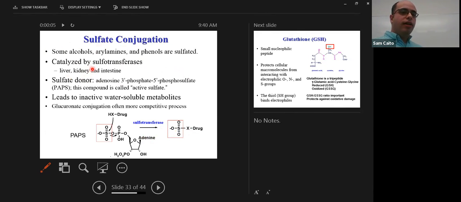The sulfate donor is adenosine 3-phosphate 5-phosphosulfate. No one ever remembers that name. Everyone remembers the abbreviation PAPS. So just use PAPS. This compound is typically also called activated sulfate. So adding the sulfate group onto it will lead to an inactive water-soluble metabolite. And then glucuronate conjugation is a very competitive process. So there's a lot of compounds that will undergo this conjugation reaction.